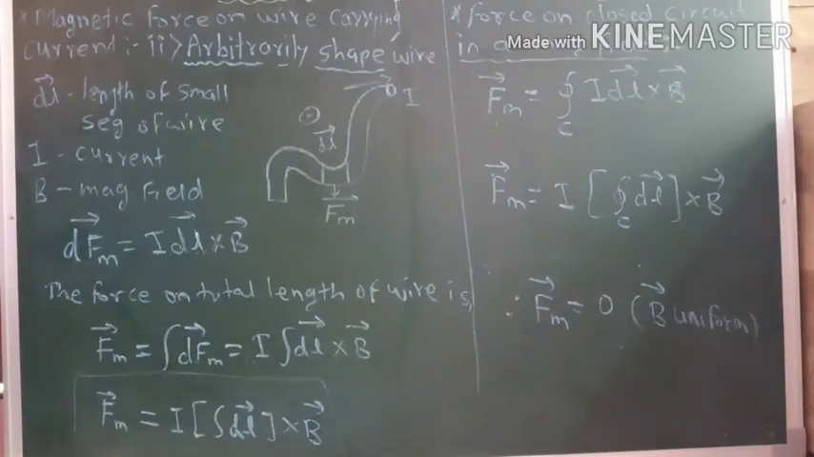Then the next point is torque on a current loop.